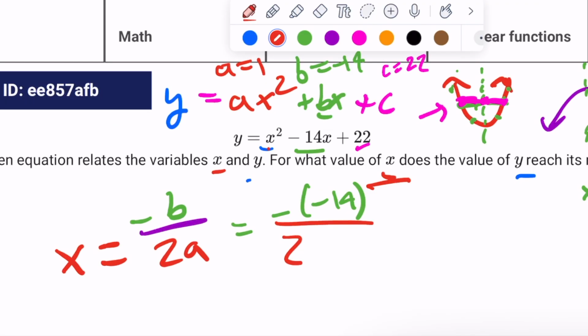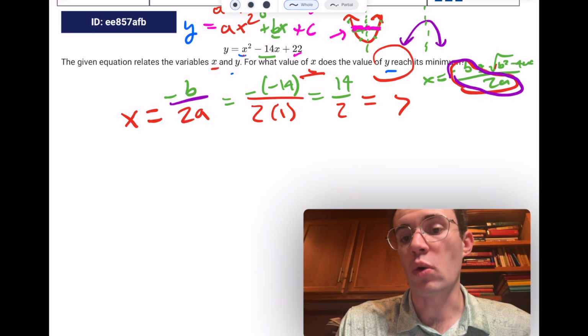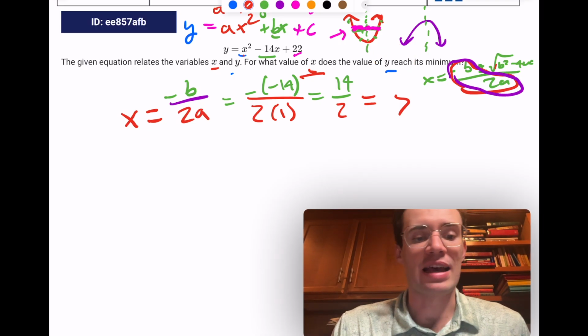And then that's divided by 2 times a. Our a value is 1. So we get negative 14, which is just positive 14, over 2 times 1, which is 2. 14 over 2 will give us 7. So for this one, the answer is x equals 7. Again, we don't even need to figure out what the y value is. They're just asking, what's the x value that will make it reach that minimum? That's 7.